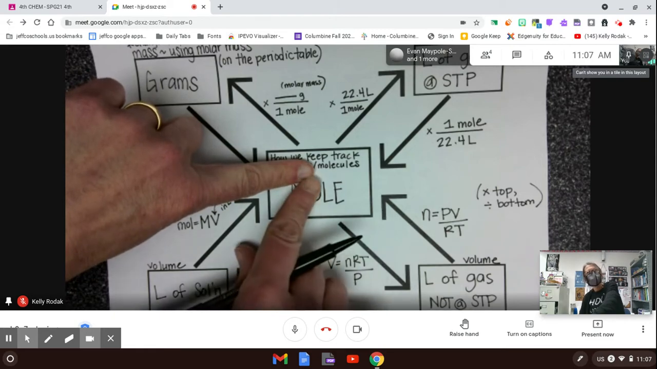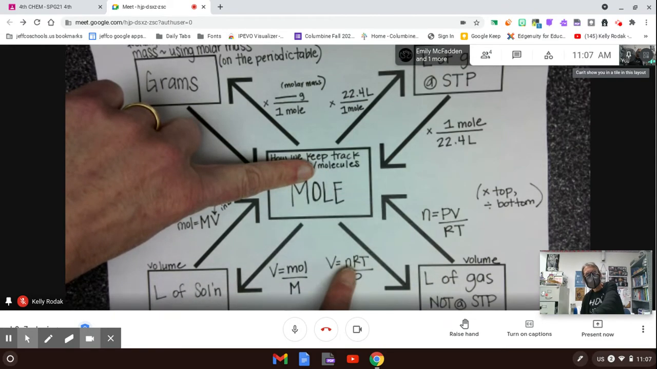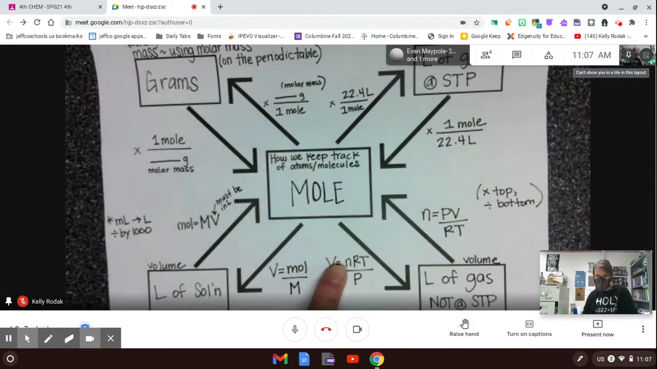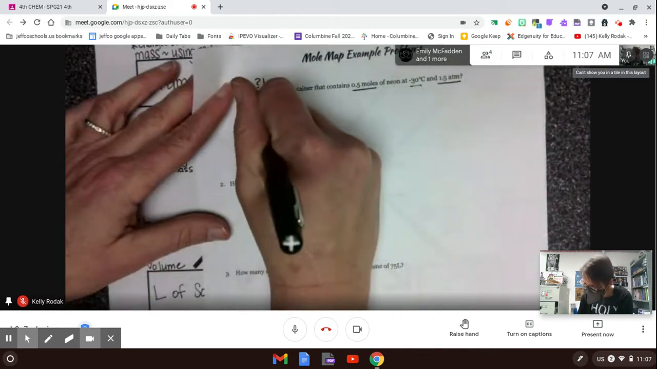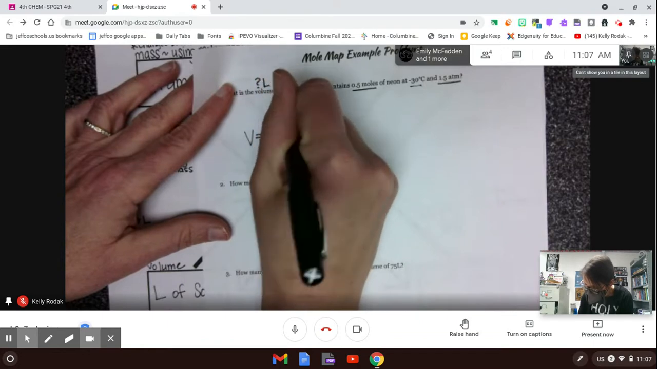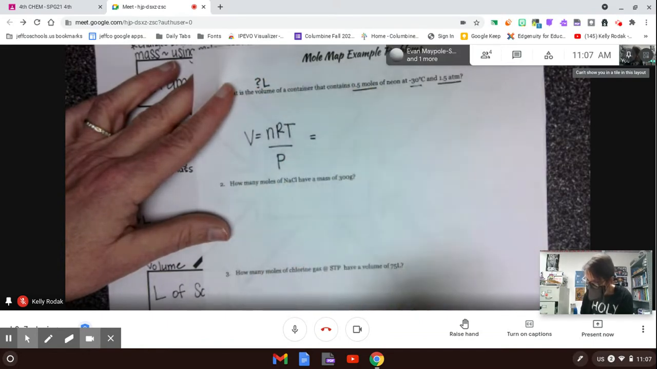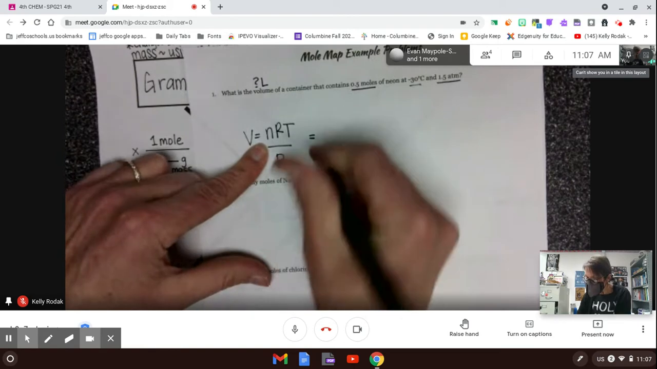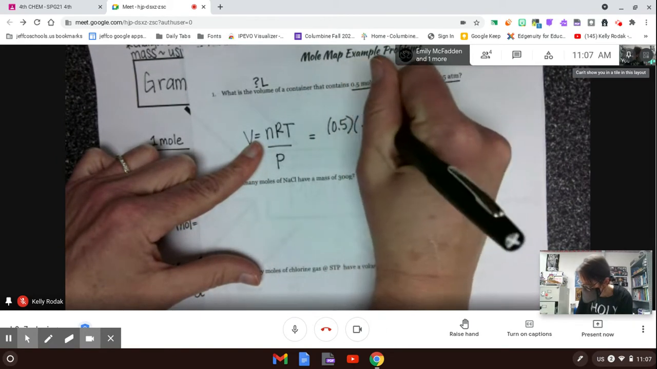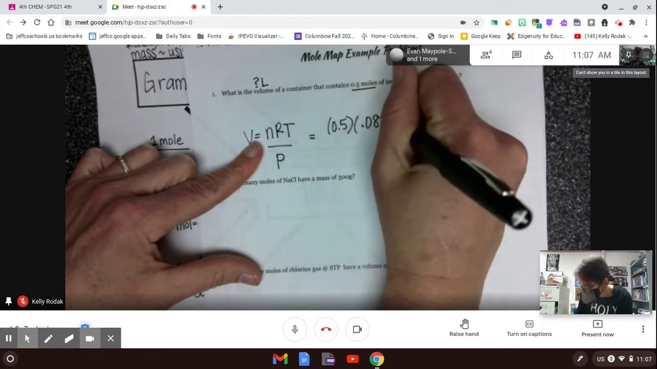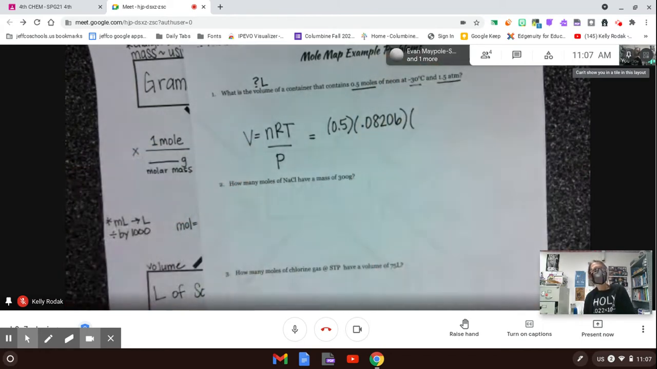All right. And to go from moles to liters of gas, not at STP, we're going to take the ideal gas law and manipulate it like this to solve for that volume. Okay. So for this problem, we're going to do V is equal to nRT over P. So N is the number of moles. How many moles are there? 0.5. R is, of course, our constant, 0.08206. T is the temperature. What's the temperature of this solution? Or not solution, of this substance, sorry.